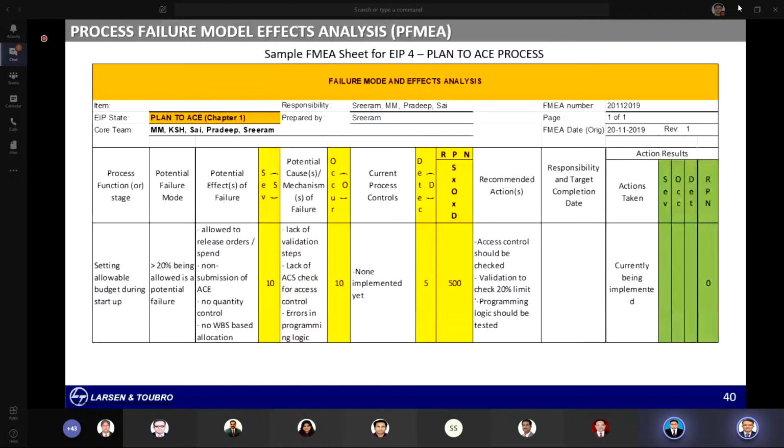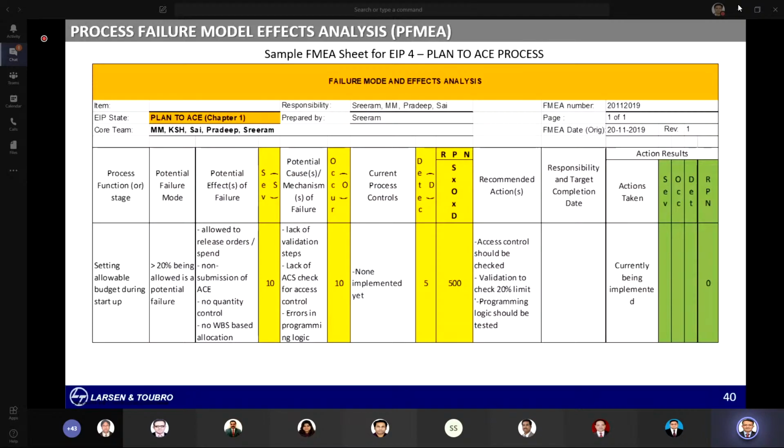So that is very good. If I can bring down the occurrence from 10 to 1, which means it is not going to be very frequent, and the detection is easy, then my RPN is going to be a totally different number, right? So that is exactly what we mean by doing this exhaustive analysis.